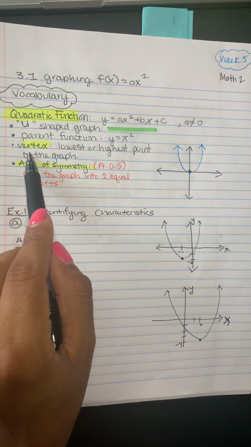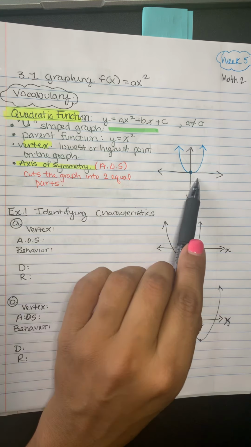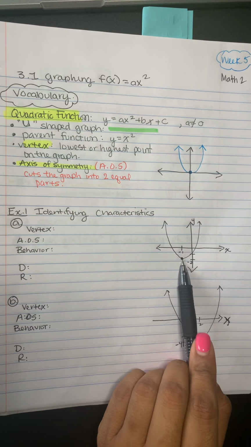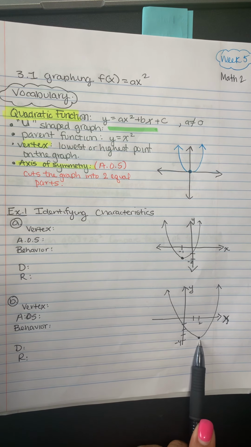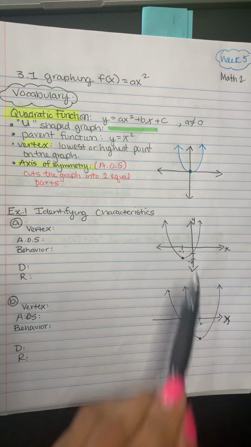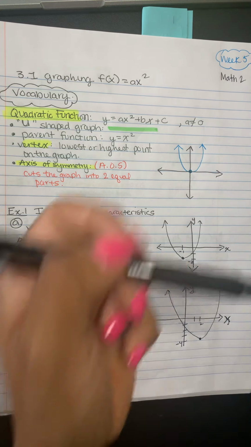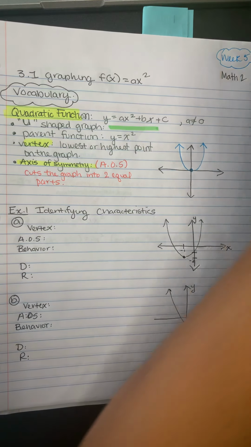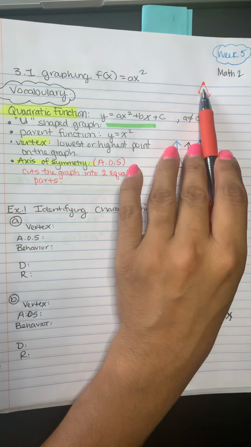The vertex is the lowest or the highest point on the graph. So the vertex in this case would be the lowest point on the graph. Here's the vertex in example 1a, and here's the vertex for example 1b. In this case, these are all the lowest points of the graph. If the graph happened to open down, then it would be the highest point on the graph.